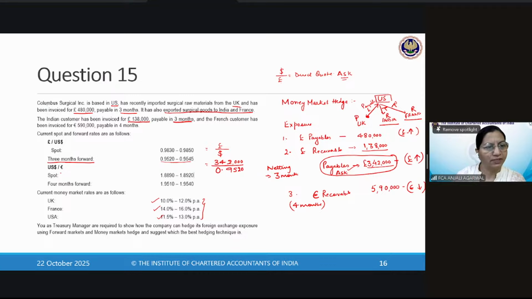Do we have euro rates? Right. So US dollar to euro rates are given, spot 1.8890 and 1.8920, and 4 month forward. Now this one is given very directly. That means how many euros you have to be receiving. And the French customer has been invoiced at 590,000 euros. So you have euro receivables after 4 months. So you will have to sell the euros. Bid rate would be applicable here. So you need dollar by euro bid, right?